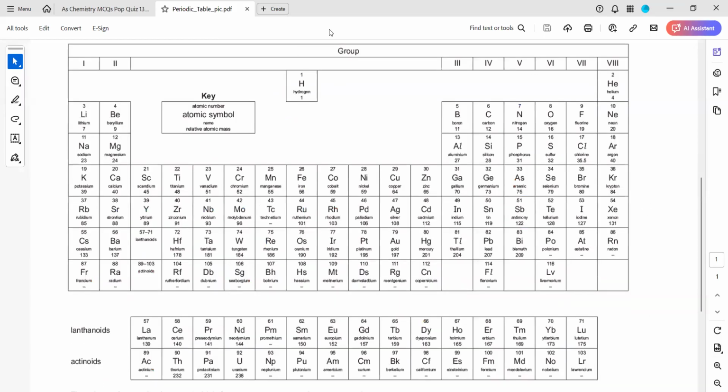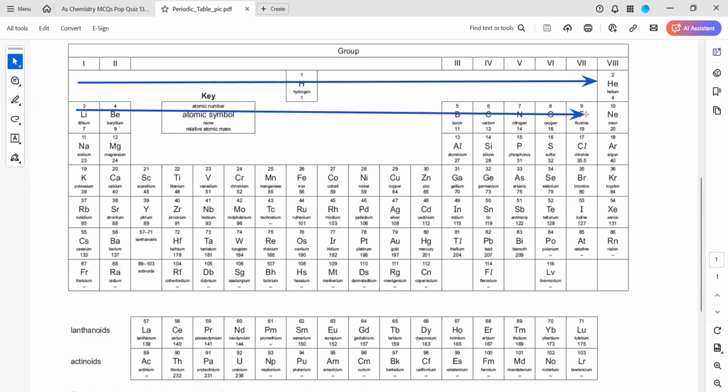So in period 1, we have hydrogen, helium. In period 2, we'll have lithium, beryllium, boron. And in period 3, we have these elements, okay? So what is the general trend? When we talk about the general trend, in the size, for a period 3 element, generally what will happen is the size decreases. This is a general trend.